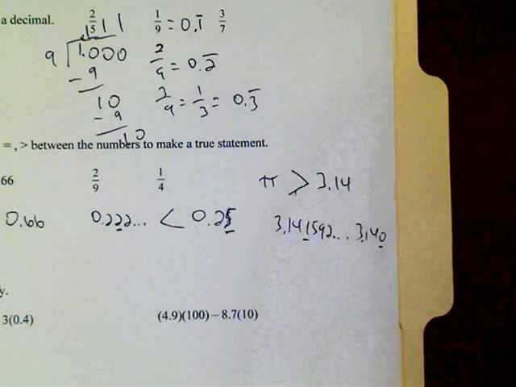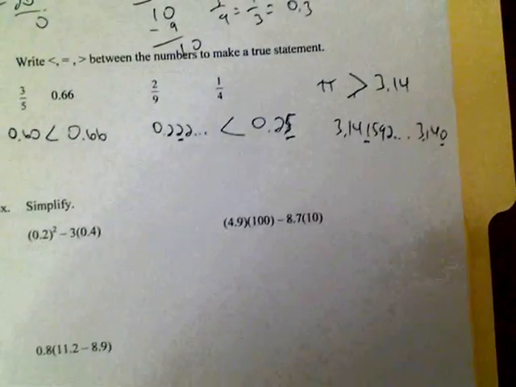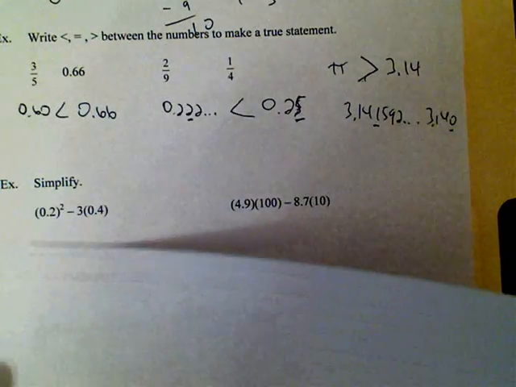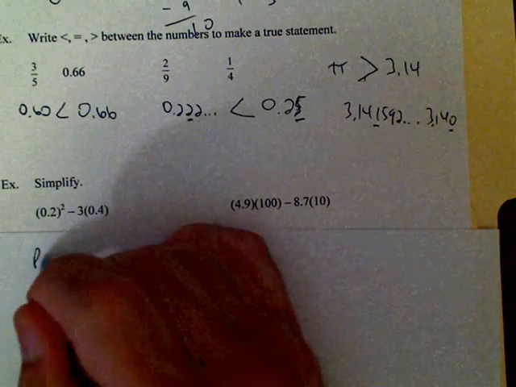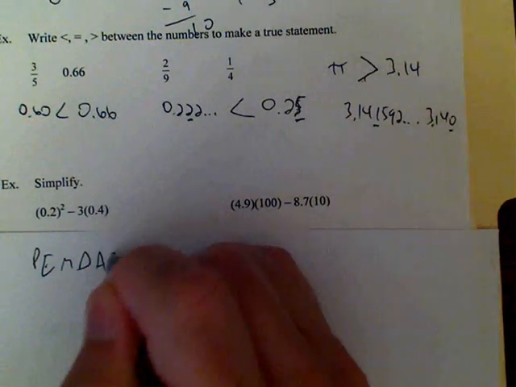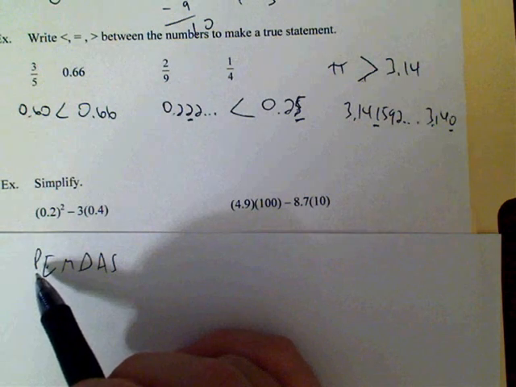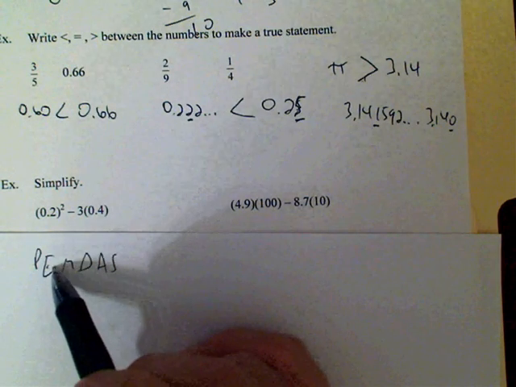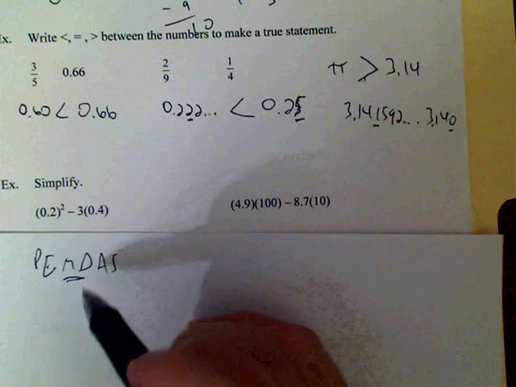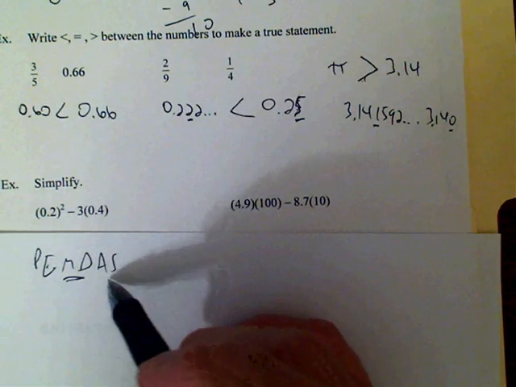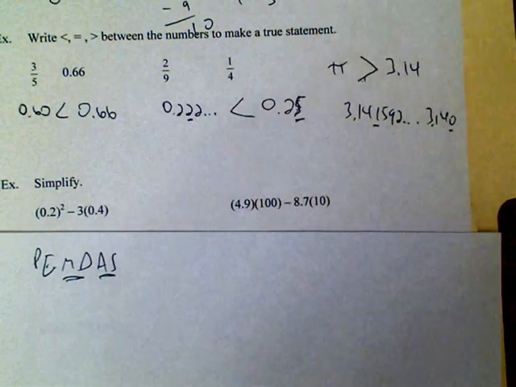Now let's do some order of operations problems. Let's do a quick review of order of operations. PEMDAS. P is parentheses, brackets, braces, absolute value bars. E is exponents. M and D are multiply and divide, whichever comes first left to right. A and S are add and subtract, whichever comes first from left to right.